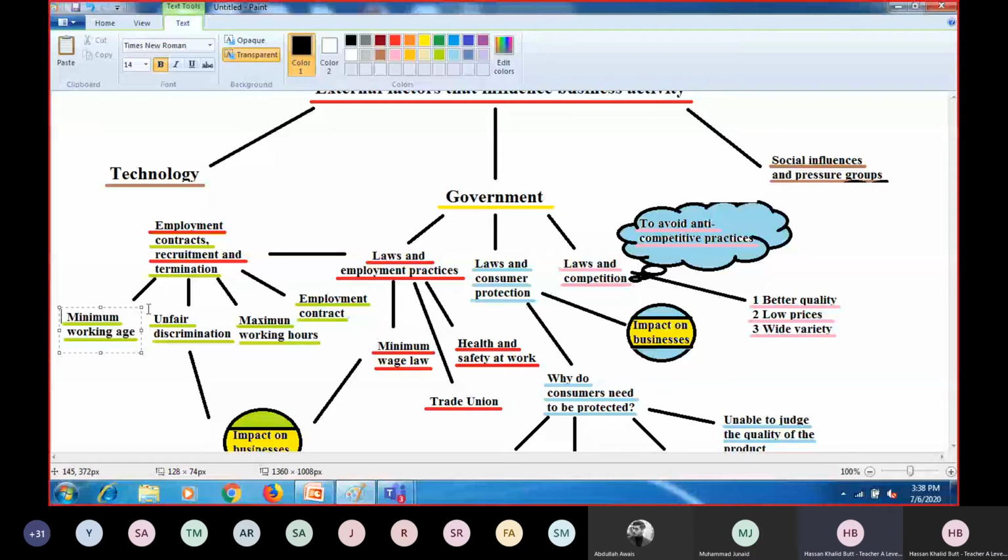All right. Now we have unfair discrimination, the second law regarding employment contracts, recruitment, and termination. We need to understand this as well. Aruj Mustafa, can you add to it? What is unfair discrimination? Although I did discuss that.